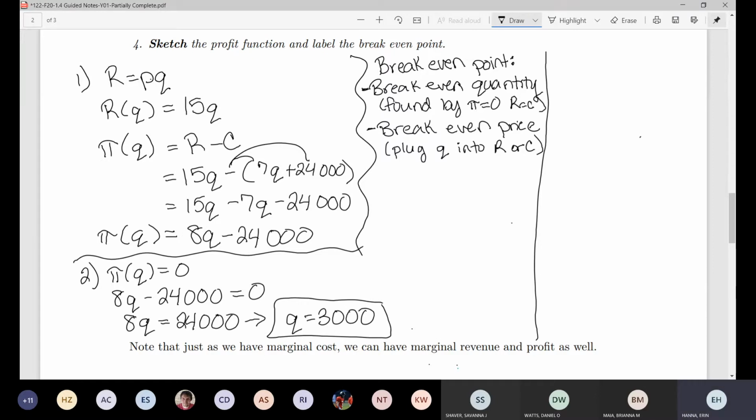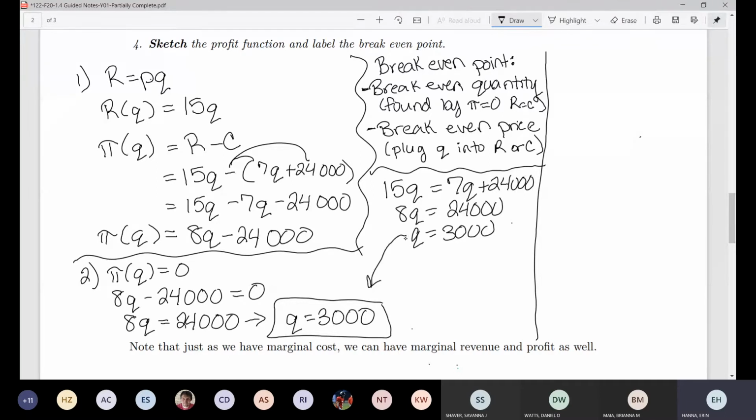Yeah, so super quick side note. So we had found the break-even quantity from setting profit equal to 0. If I had set revenue equal to cost and solved, I still would have gotten 3,000. So you kind of get to pick which way you want to go. Do you want to set profit equal to 0, or do you want to set revenue equal to cost? That was for Jamie.